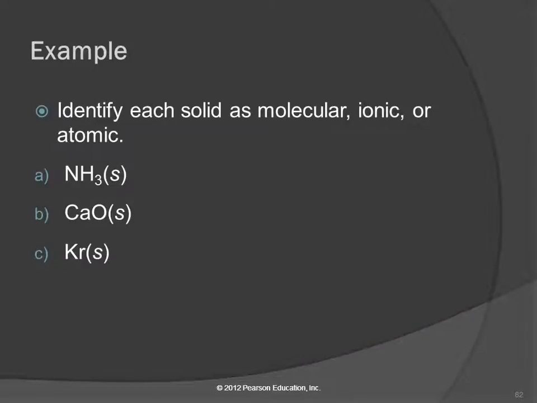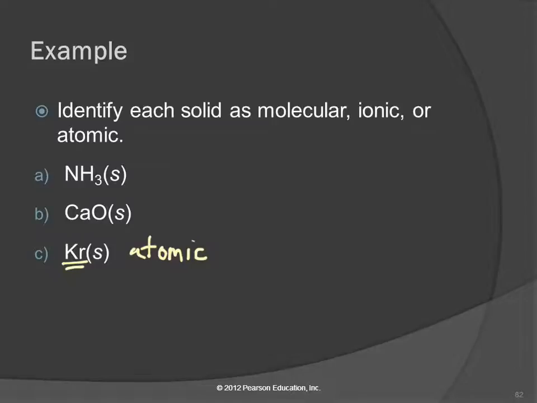So what should you be able to do? You should be able to answer questions like this. Identify each solid as molecular, ionic, or atomic. Do not overthink this. So let's start with C. Do you think C is composed of atoms, molecules, or ions? It's just krypton. It's an element, right? So elements have atoms. This one's atomic. So if there's only one element, it's got to be atomic.